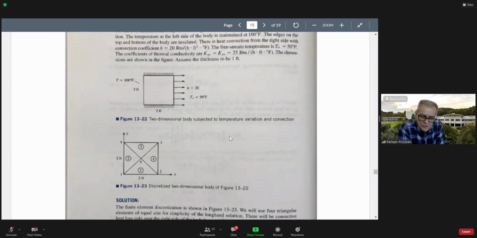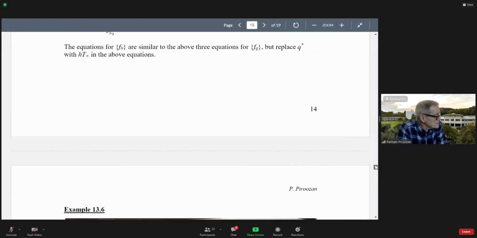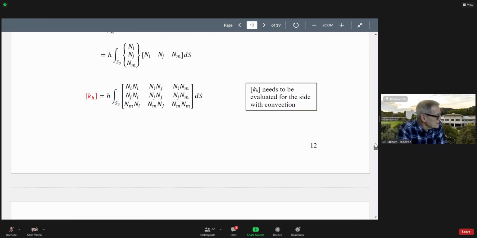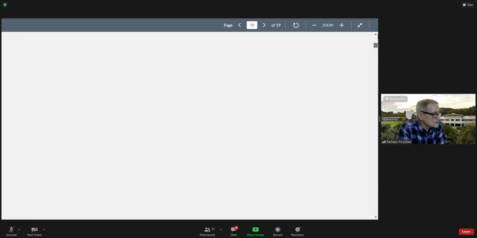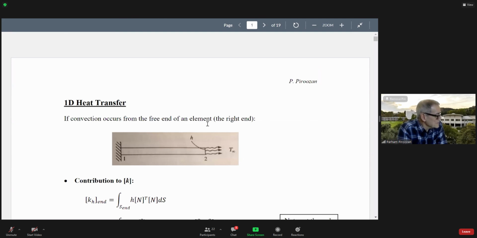Any questions? No questions. Today we did two-dimensional heat transfer problems. This is what our discussion was, and we also did the case when we have heat transfer convection from the tip of the last element. We solved several problems here. This is the end of our discussions.